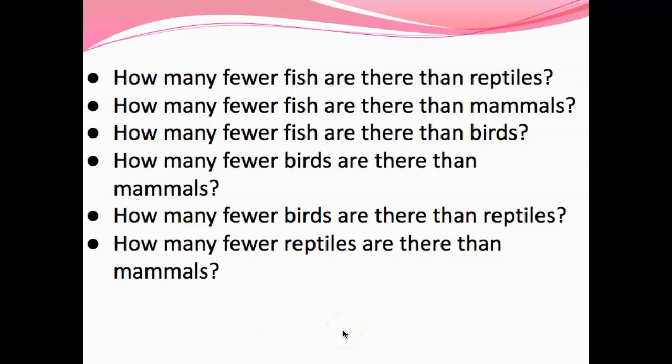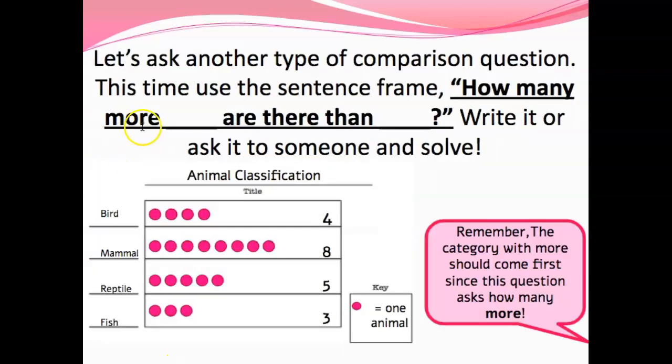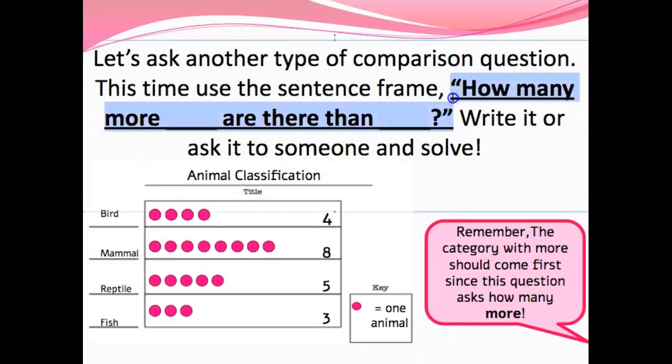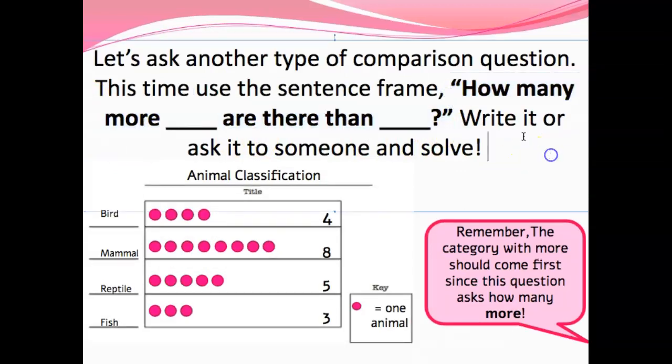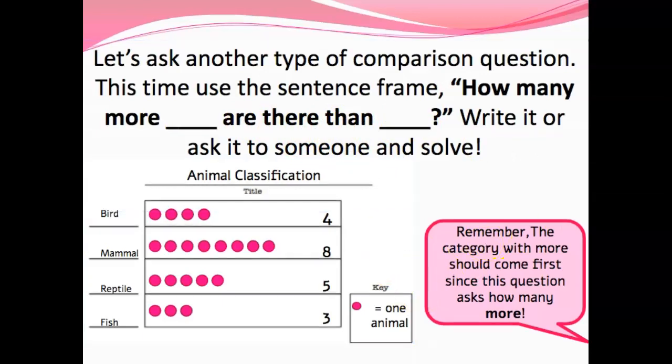If you're confused, remember you can always message me or ask a parent to help you if they're around. Next question. We're going to ask another question that's pretty similar, but this one is, how many more are there? How many more blank are there than blank? So write it down, solve it, ask a friend, a parent or brother or sister to solve it. I just want you to practice asking these types of questions because you will have to ask them again on your problem set and exit ticket.